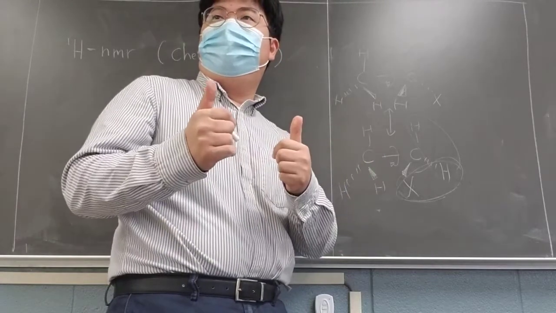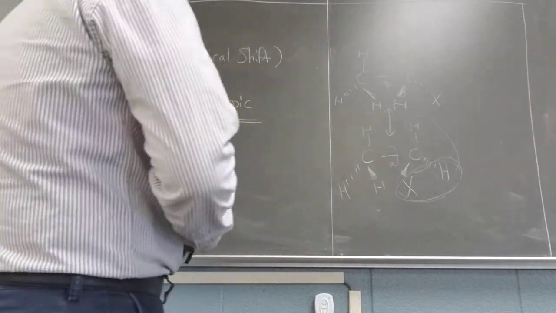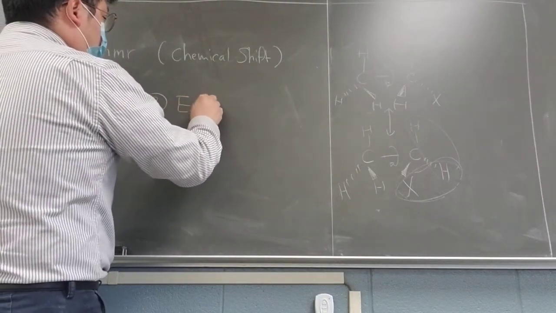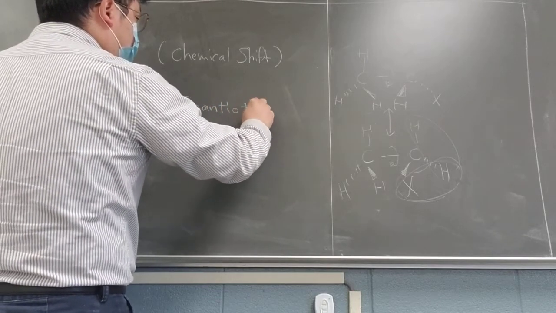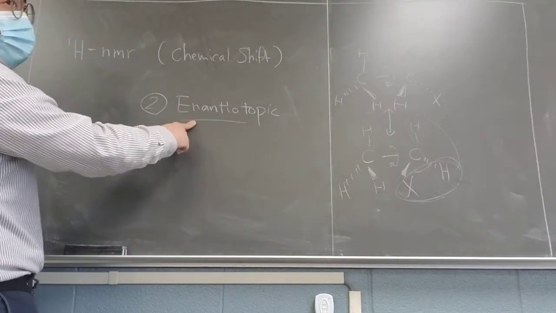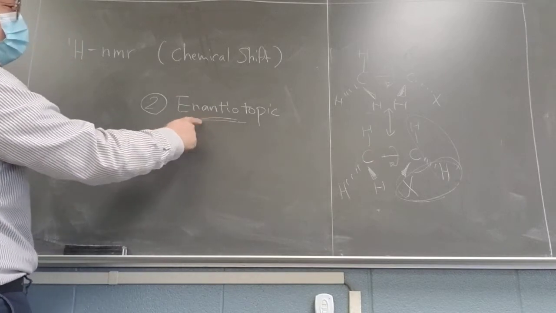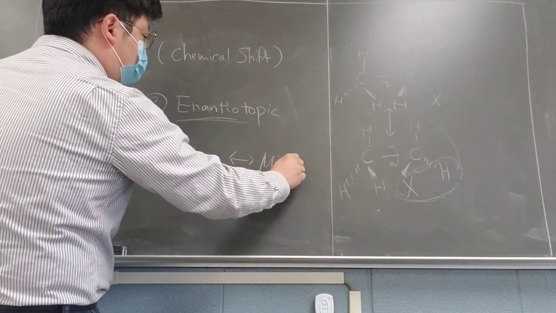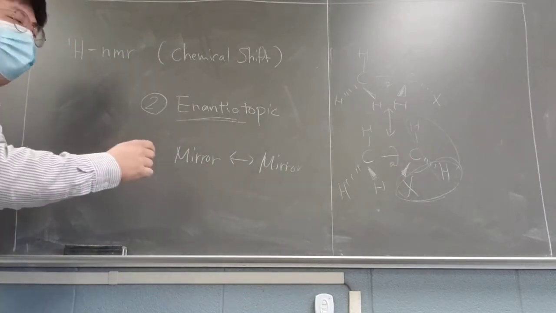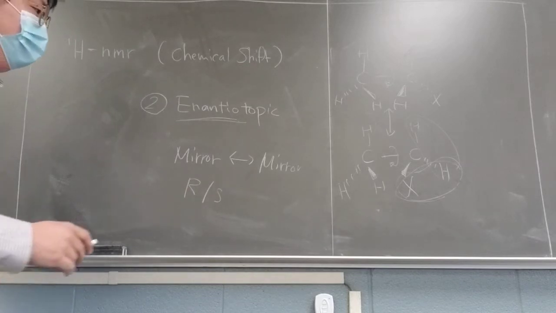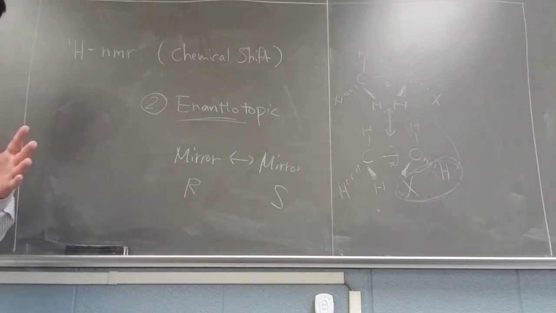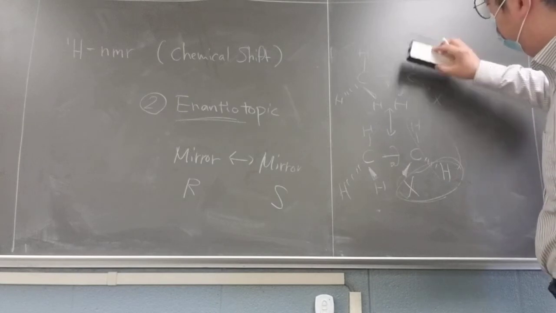Makes sense, right? All right, so the second one is what we call enantiotopy. This is from the enantiomer. Either way is fine. This is a quick review from organic chemistry one. Enantiomers are mirror images of each other. If you remember R and S configuration, if this is R on one side, the other will be S, and so forth. So this is a quick review from the organic one.